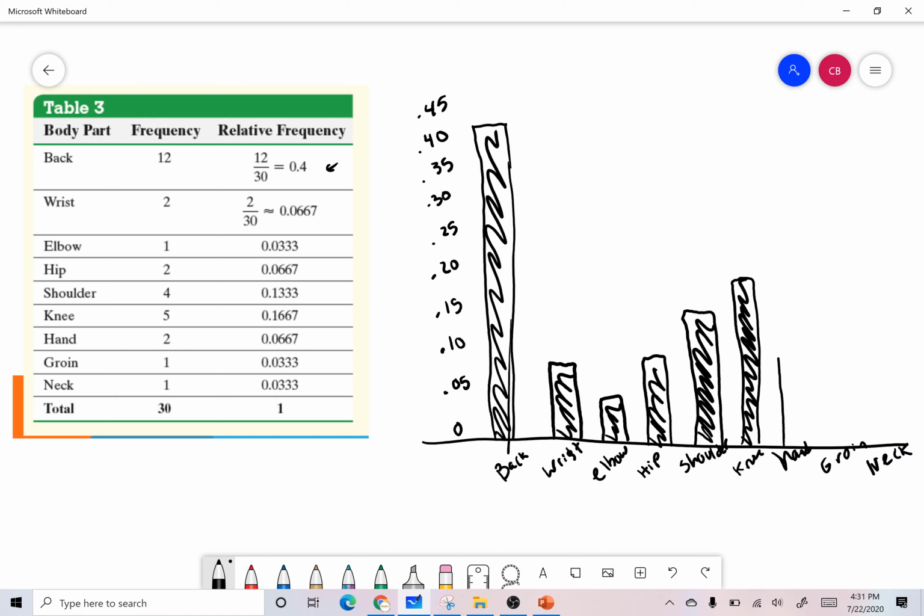0.06, that's right here again. We'll at least be consistent with the 0.06s being that high. Groin is 0.03, so that's right here. And neck is 0.03 as well. And there is our bar graph.